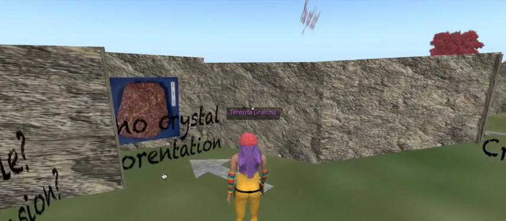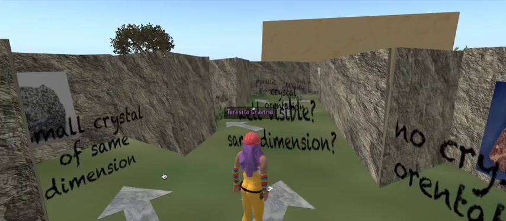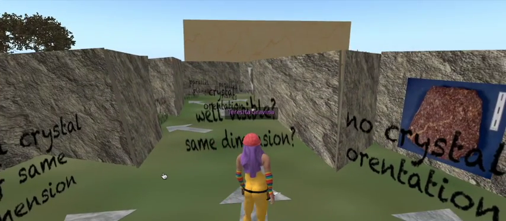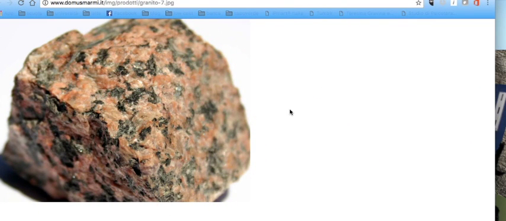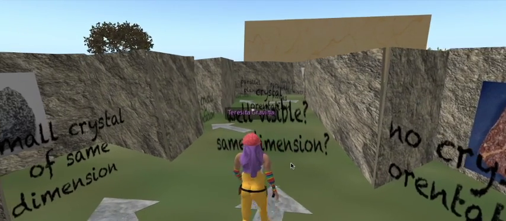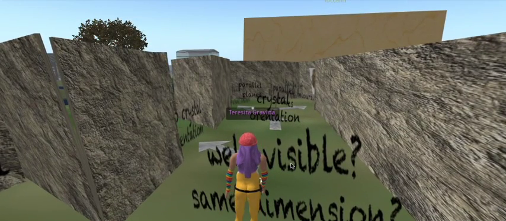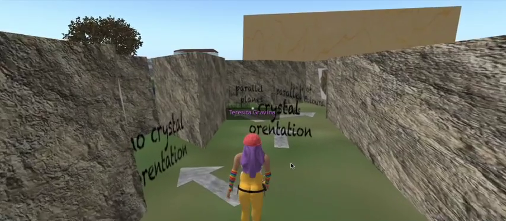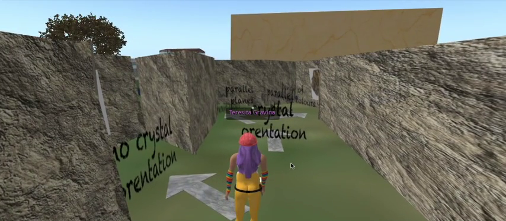And this one is whether there are well visible crystals of the same dimension. And this is our case. In particular, the crystals are well visible. About the same dimension, I have some trouble, but it's the question that fits my rock well. And I have two other questions.